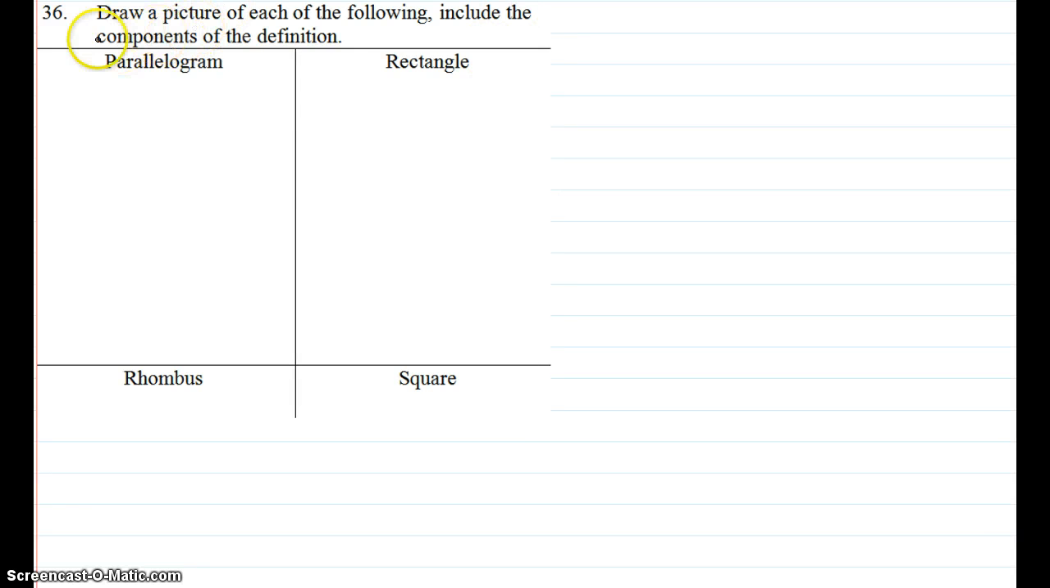Alright, for 36, draw a picture of each of the following and include the components of the definition. So for parallelogram, what makes the four-sided figure a parallelogram is that the opposite sides are parallel.